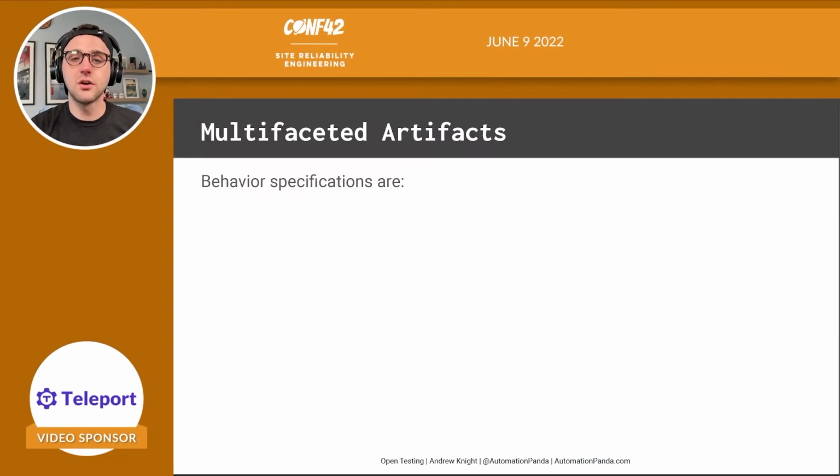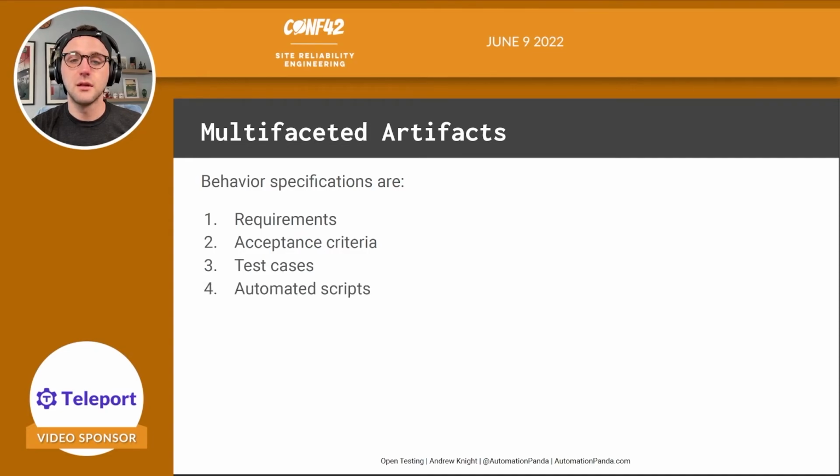Behavior specifications are multifaceted artifacts. They are requirements that define how a feature should behave. They are acceptance criteria that must be met for a deliverable to be complete. They are test cases with clear instructions. They could become automated scripts with the right kind of test framework. And ultimately, they are living documentation for the product.